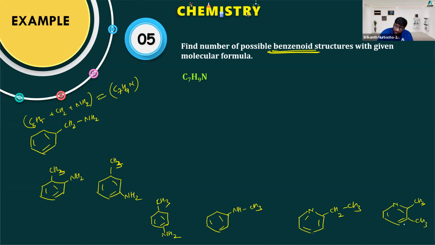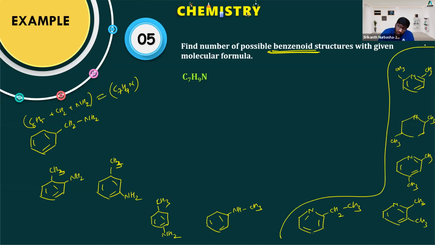CH3, CH3. We can also have the structures CH3, CH3. Different structures are there. With respect to N, you can have CH3 and a CH3. On the same side also we can have CH3, CH3. Right, students? So these are the different possibilities which are included with the non-benzoate structures. These are non-benzoate.